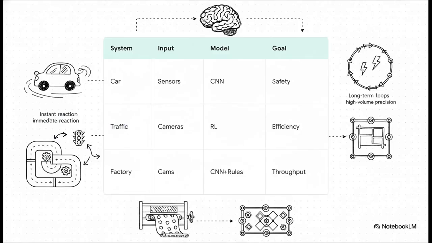When you put all 3 of these architectures side by side, you really see the true genius of system design. The inputs, the models, the updates, they all completely change depending on what the real-world goal is. The car needs instant reaction. The traffic system needs long-term optimization. The factory needs high-volume precision. Intelligence isn't just some one-size-fits-all algorithm. It's a custom-built loop perfectly tailored to its environment.